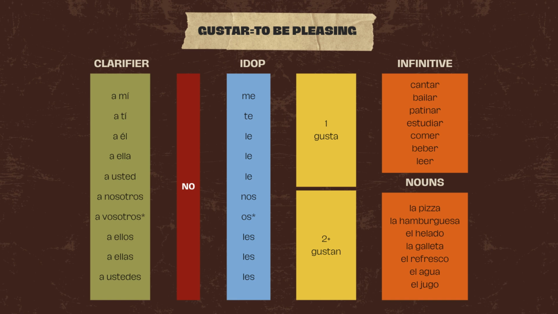Let's look at some examples. Me gusta el fútbol. I like soccer. No te gusta hacer la tarea. You don't like to do homework. Les gustan los videojuegos. They like video games. No nos gustan correr. We don't like to run.